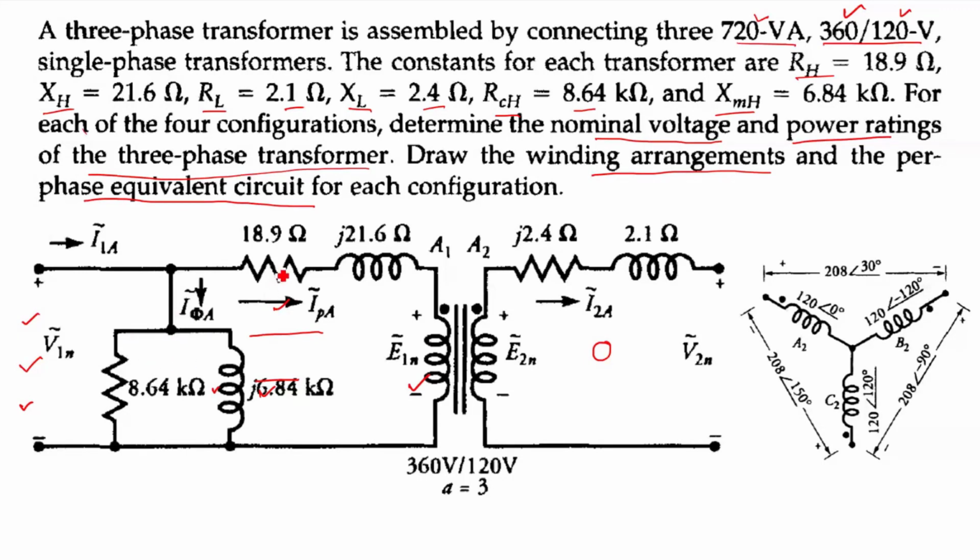Now already we know this is your high voltage side, the primary side, right? So therefore the high voltage parameters are represented here. 18.9 ohm is RH, 21.6 ohm is your XH, then your XMH is your 6.84 kilo ohm, right? And RCH is your 8.64 kilo ohm. Similarly, your RL and XL, RL is 2.1 ohm and XL is 2.4 ohm, right? So this is a very simple representation for star star connection.